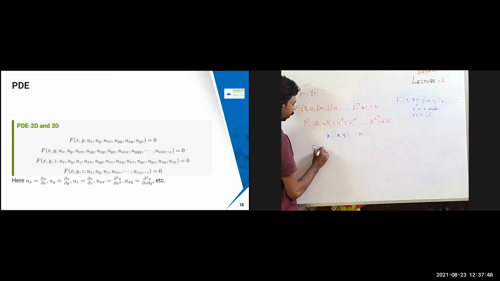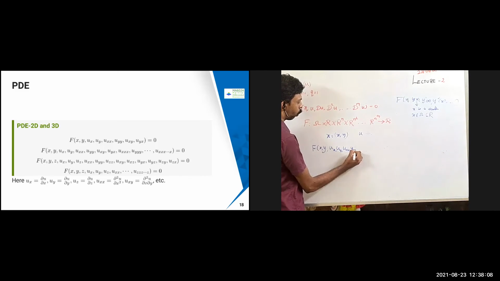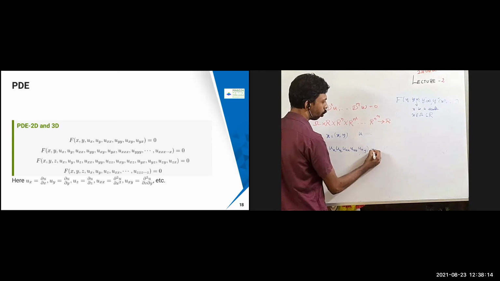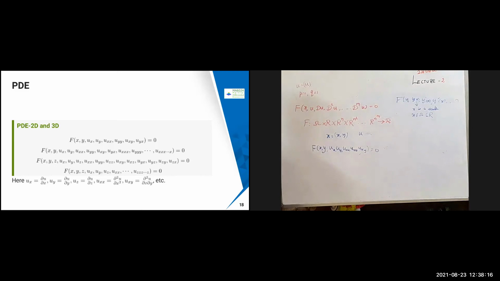So f of x comma y comma u, ux, uy, uxx, uyy, uxy, equal to 0. Because omega is x equal to x comma y. I can define it this way. Okay, so this is one way.